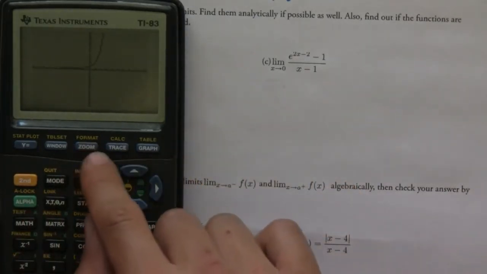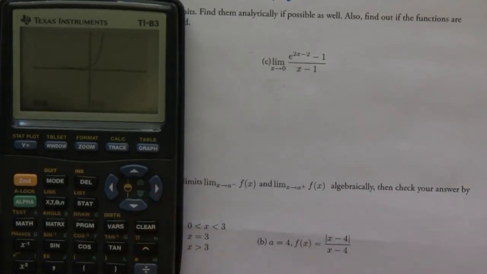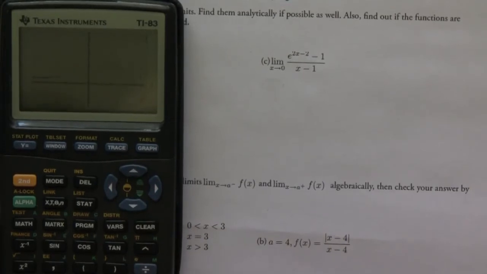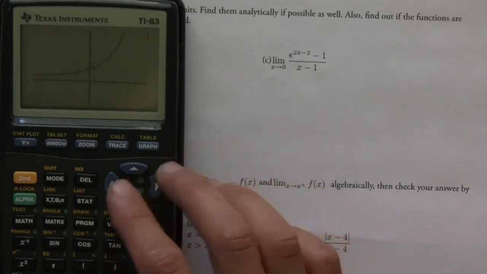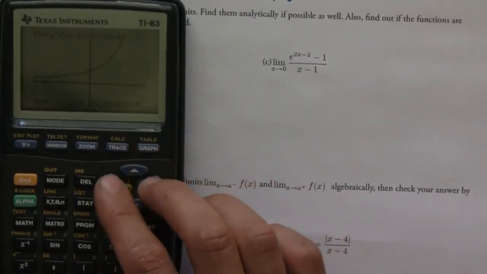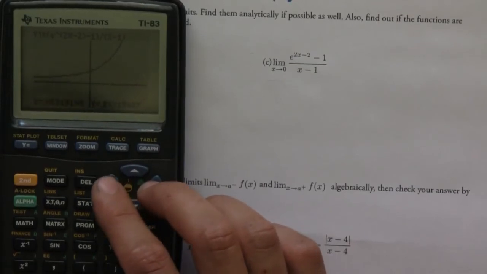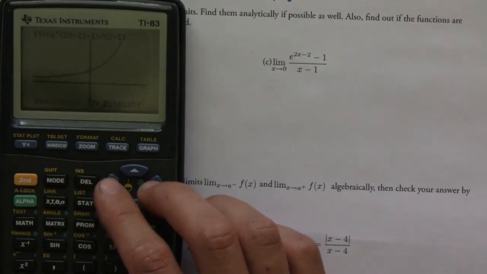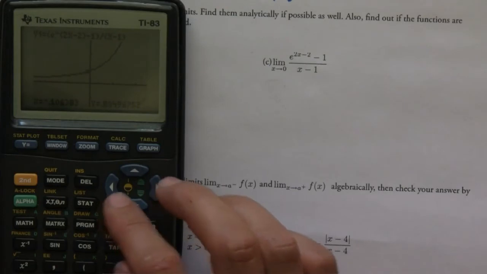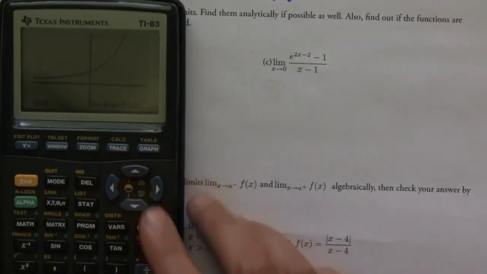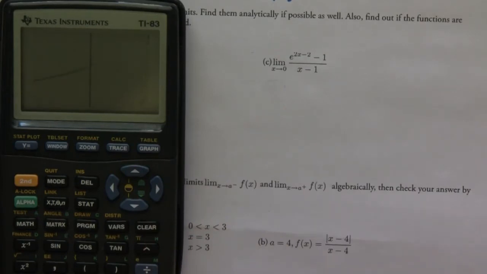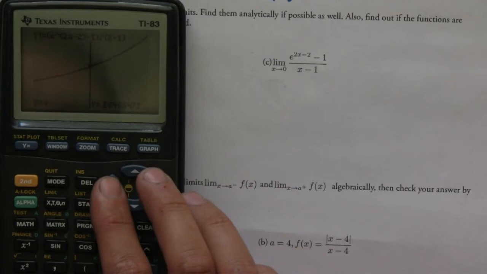We're looking at x as x approaches 0. So let's zoom in at 0. And it looks like, let's trace here. As we approach 0, looks like we're going to some funny number here. So let's zoom in a little bit more. Okay, so if we trace it, what do you notice here at x equals 0?